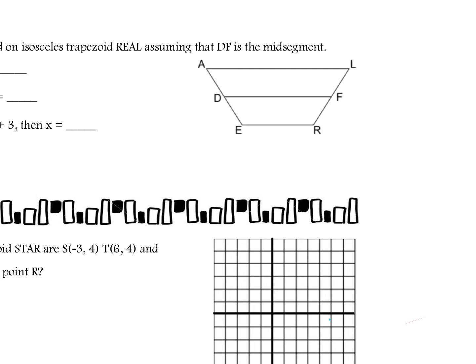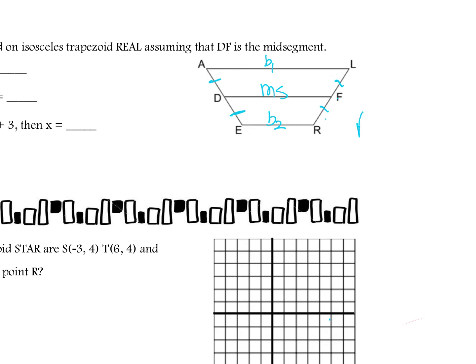All right, so let's talk about mid-segments of an isosceles trapezoid. To make it the mid-segment, that means that D is the midpoint of line AE. So those two are the same. F is the same. FL is the same as FR. And since it's isosceles, all of those are going to be exactly the same. So we have base 1, base 2, and the mid-segment.